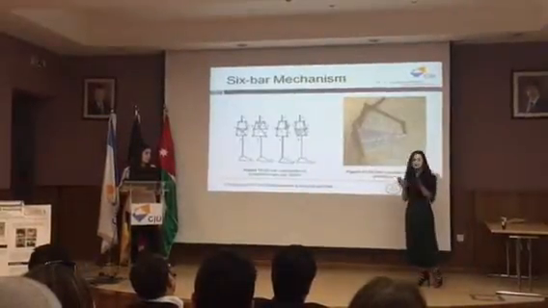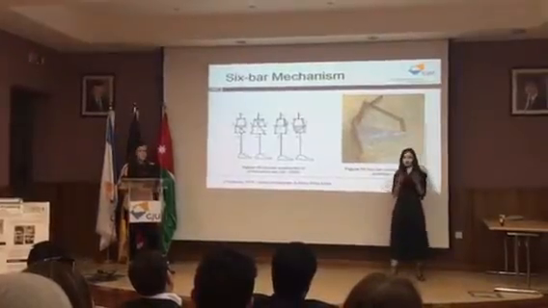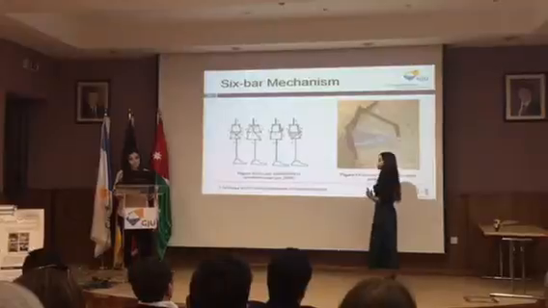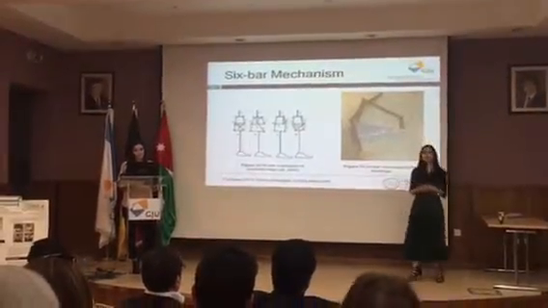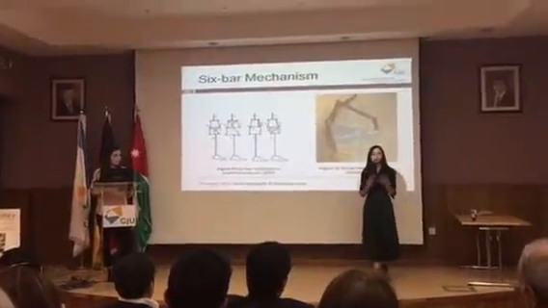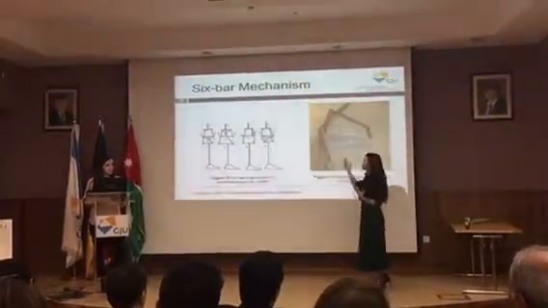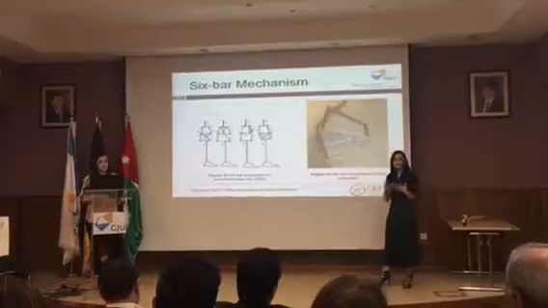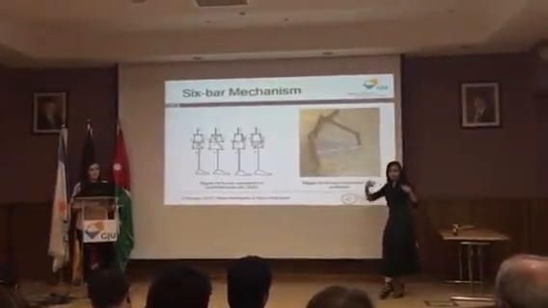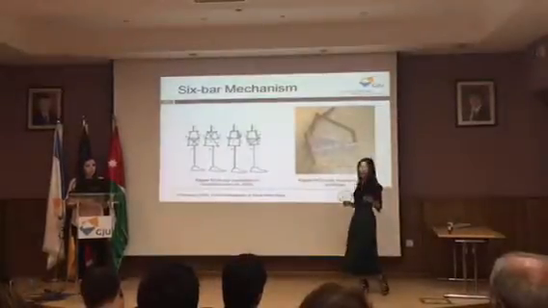So even though we were successful at building an early model for the 4-bar mechanism, we then decided to investigate the 6-bar mechanism, because the 6-bar, although it's complex and involves more bars and more components, does generate a movement that very much resembles that of the human.